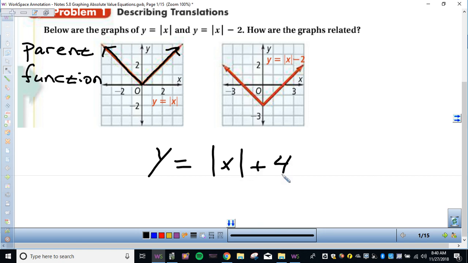So you're telling me up, down, left, or right, and how many up, down, left, or right? We're doing absolute value of x plus 4 on your whiteboard. You're telling me up, down, left, or right, and by how many? I'm surprised nobody has answered yet. You write it on your whiteboard. That's why you have them. Up, down, left, or right, and by how many?